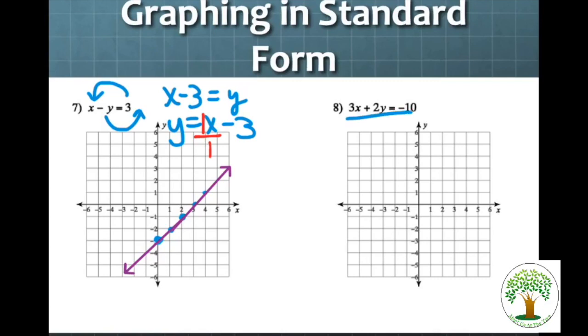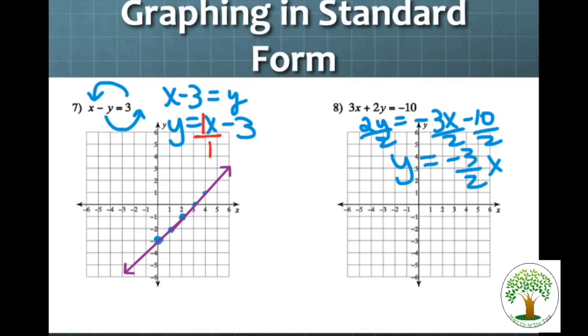I'm going to solve this one for y by moving the 3x over. So we're going to have 2y equals negative 3x minus 10. We want to put that x first because we want it to be the slope-intercept form. Dividing by 2, we will have y equals negative 3/2 x minus 5.